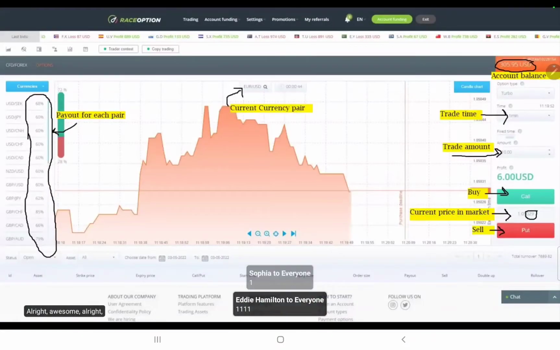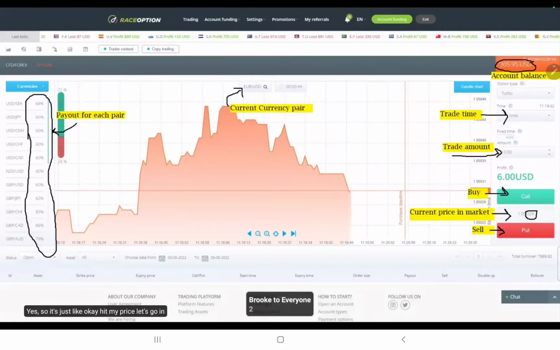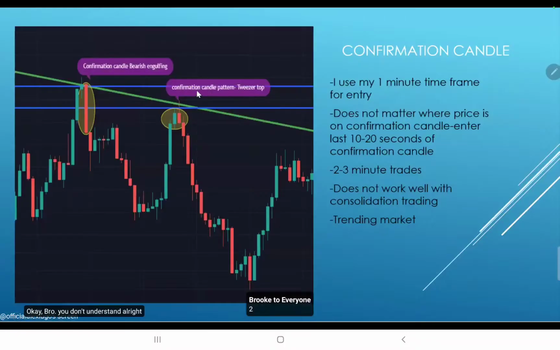All right, I'm going to go over the broker really quick because I know there are a lot of new traders in here. So French is asking if it's like predicting what happens next. Yes, so it's just like, okay, it hit my price, let's go in. Okay, Brooke, you don't understand. So what don't you understand? Like what a confirmation candle is, or when you would enter, what aren't you understanding?